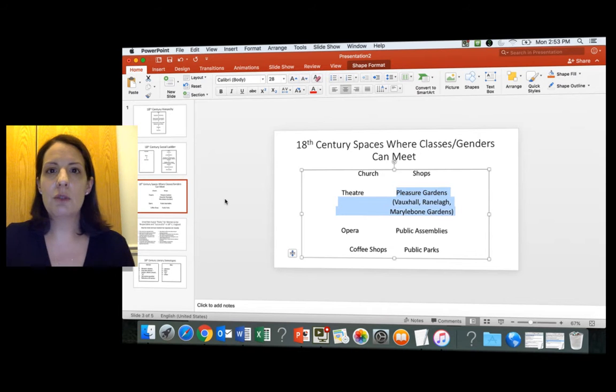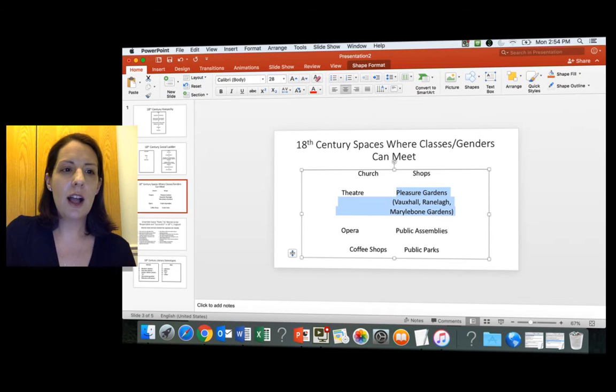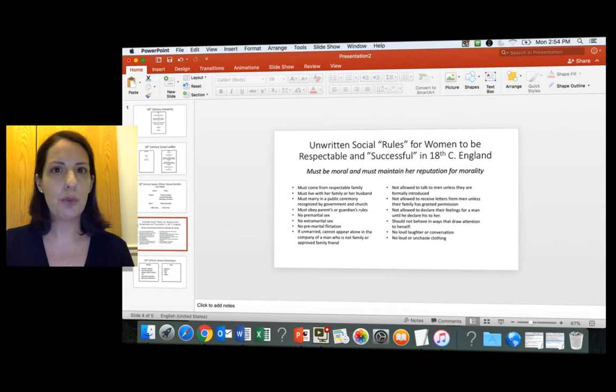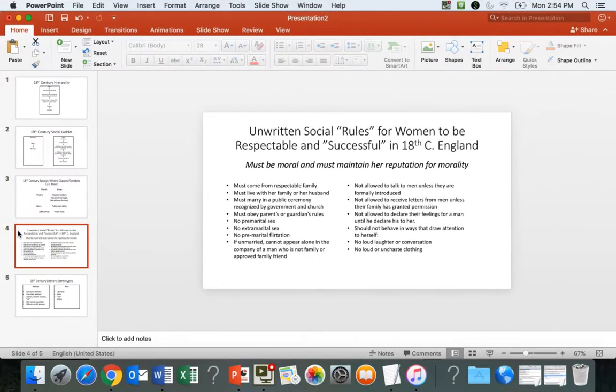And that's the other thing to remember that guides these two books: these are two stories about women that exist in extremely patriarchal classes in which there are a lot of rules that govern how women behave, but not that many that govern how men behave. So I've listed some different rules that women should follow in the 18th century to be respectable and successful.